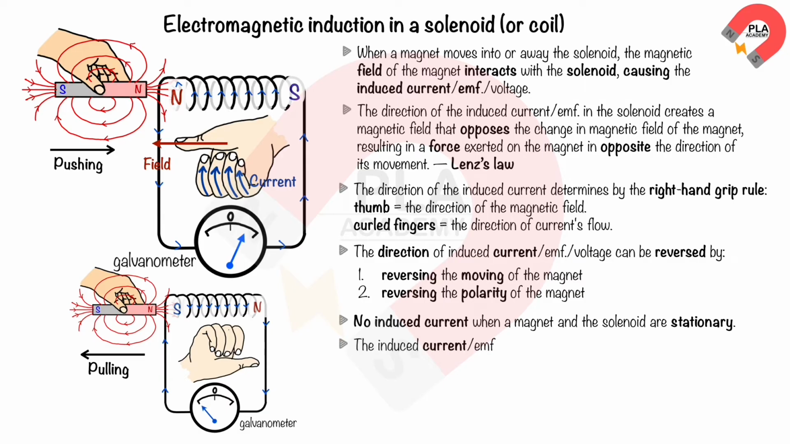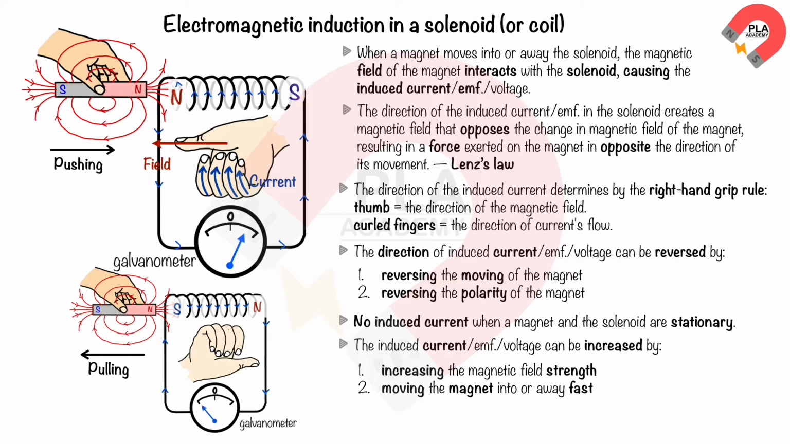The induced current, or EMF, can be increased by increasing the magnetic field strength, moving the magnet into or away faster, and increasing the number of turns in the solenoid.